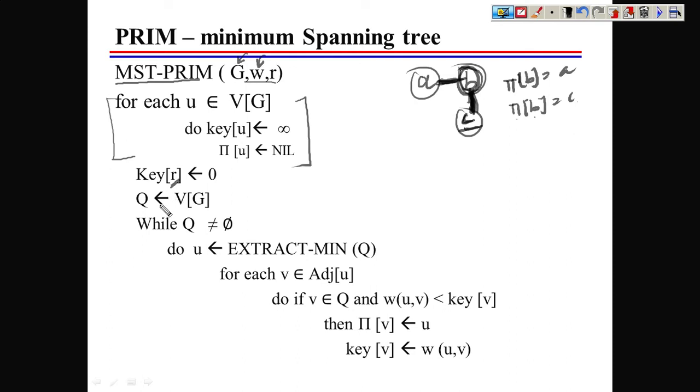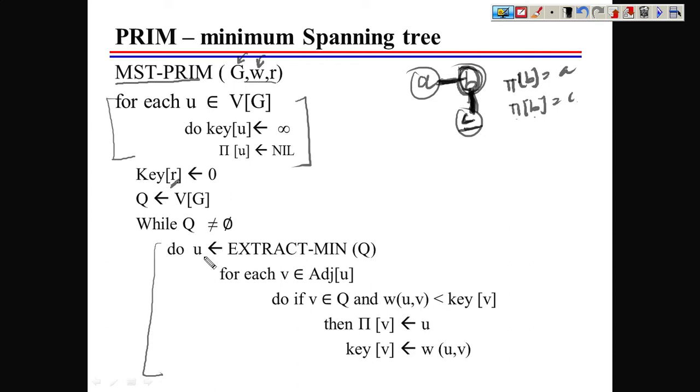Okay, then Q is a set that contains all the vertices, and we need to remove vertices from this Q set. We keep on removing the vertices from the Q set, and when Q becomes empty, we need to stop. Until Q is empty, we keep on doing this process, and when Q becomes empty, we will stop. And when you stop, you will find that your minimum spanning tree is already constructed.